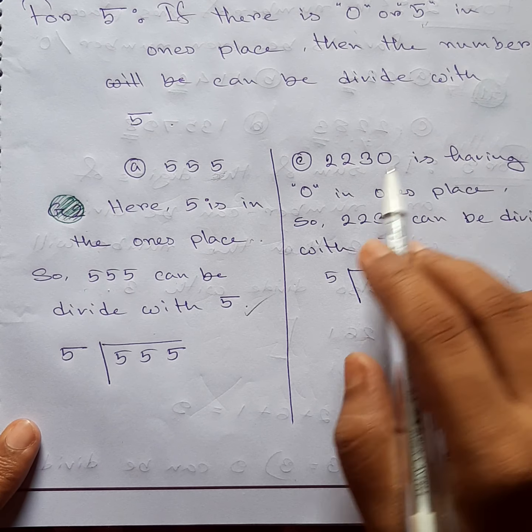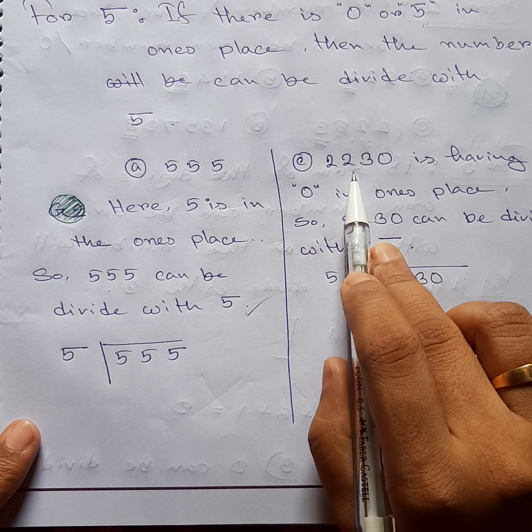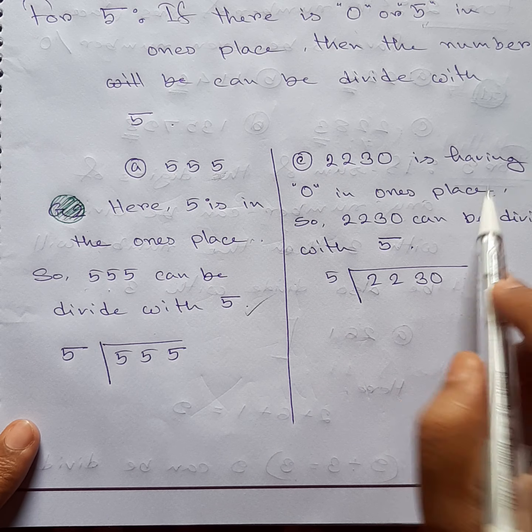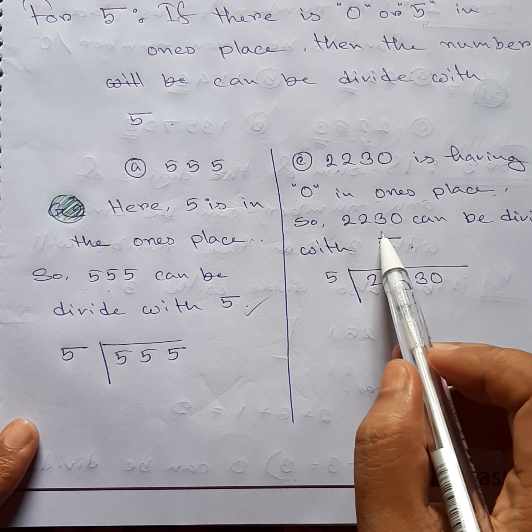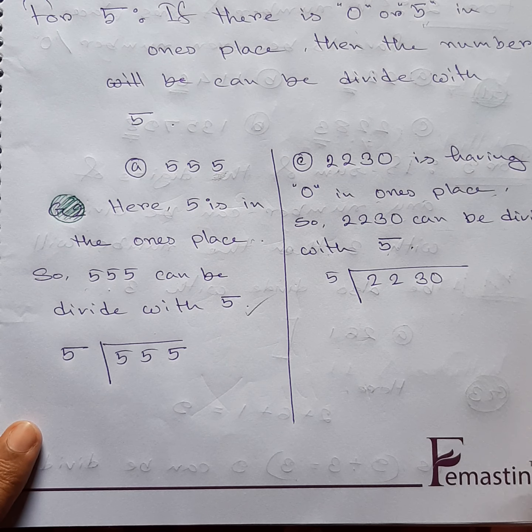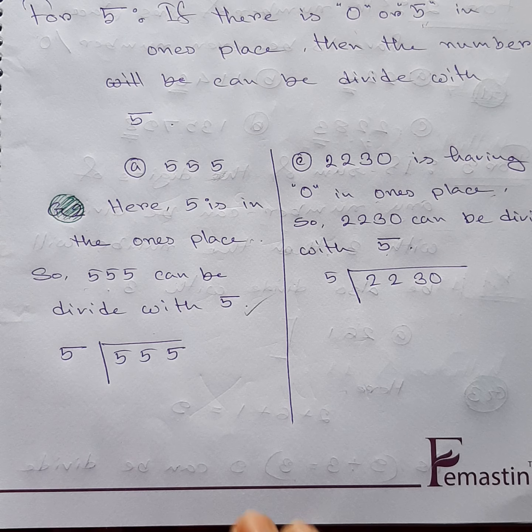Here again the rule: 2230 has 0 in one's place, see, more short. So the whole number can be divided with 5, and here the checkpoint. Let's do that one.